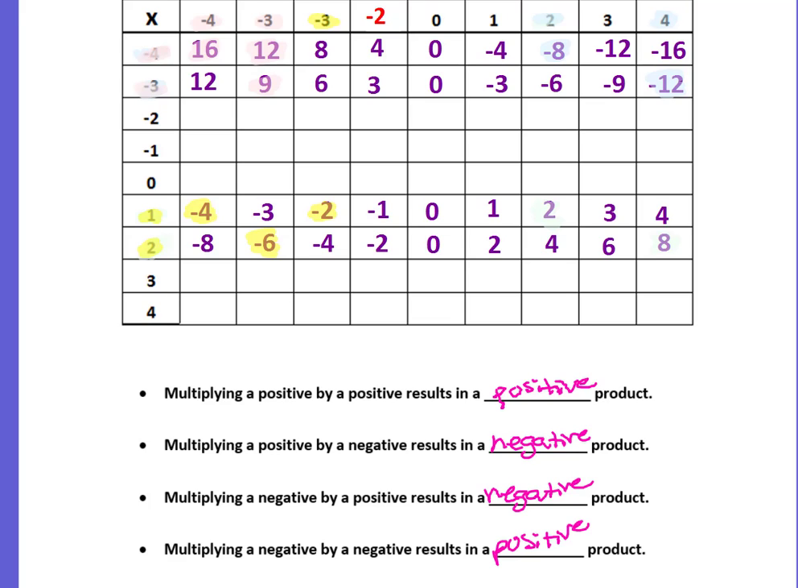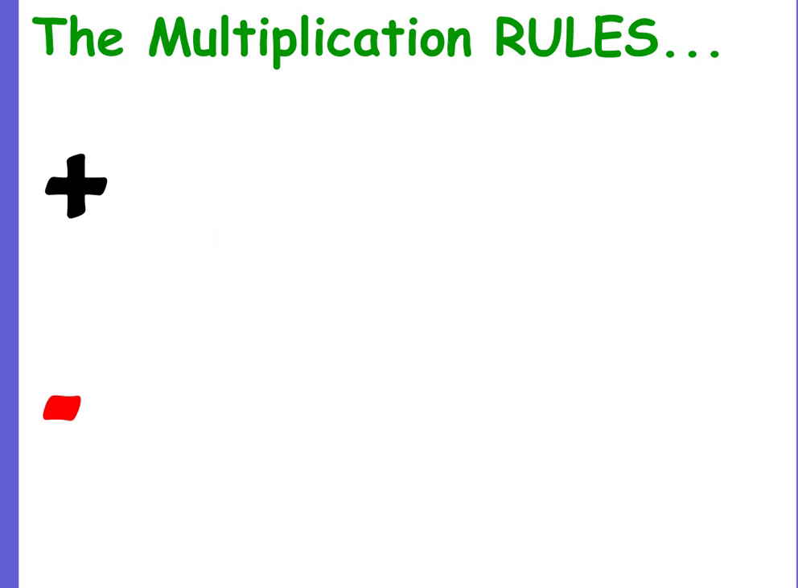So using our models, we were able to actually come up with the rules on the sign of our answers, or on the sign of the products, when multiplying two factors together. So you need your notes booklet, your integer operations foldable booklet, and we're going to fill this in. So here are the rules.